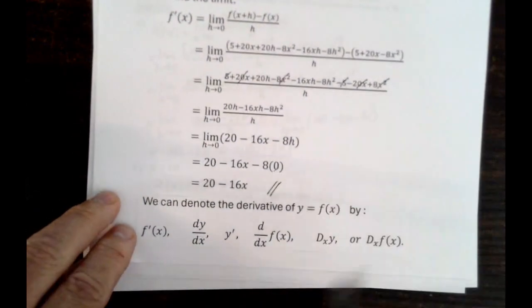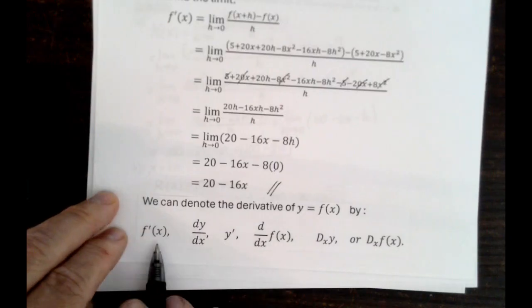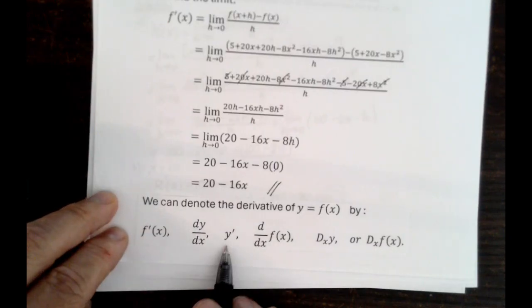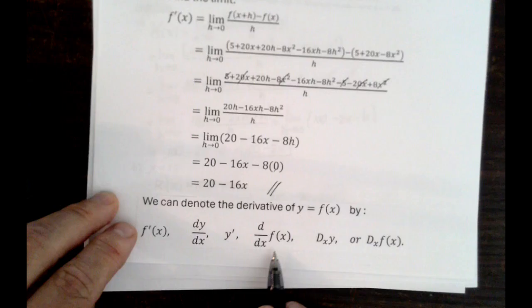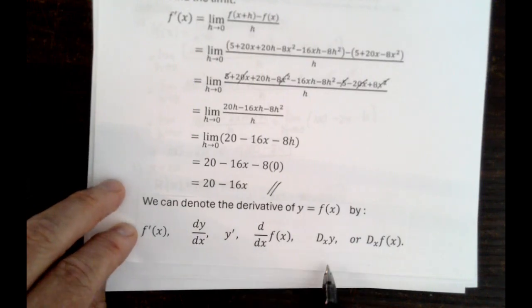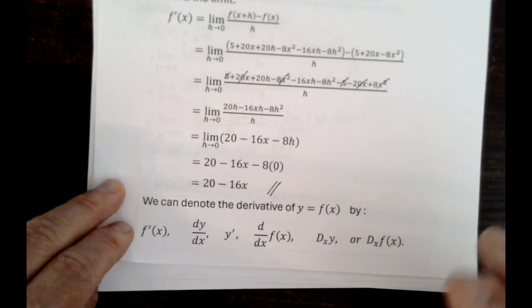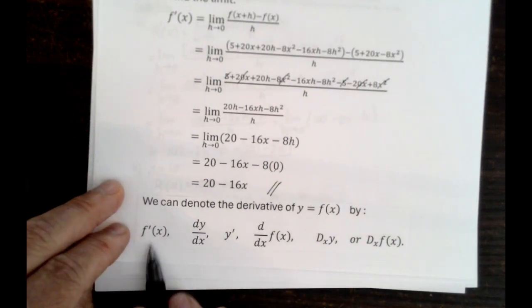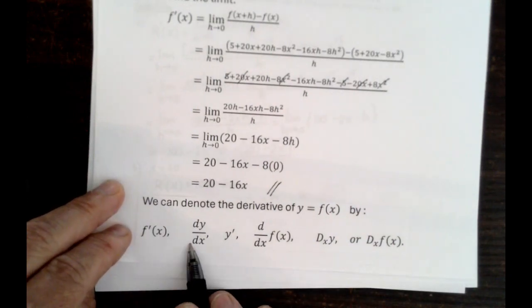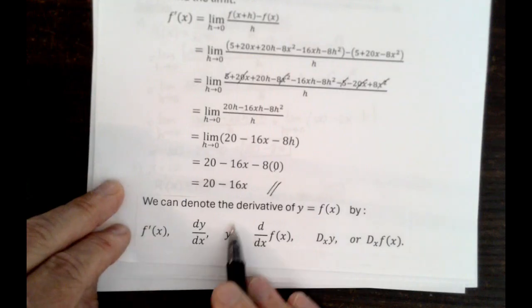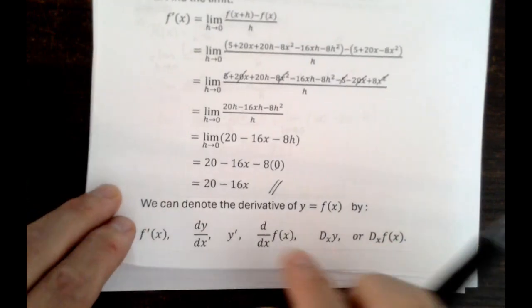Now there's many ways that we can denote a derivative: f prime of x, y prime, dy dx, d dx of f of x, d sub x of y, d sub x of f of x. The most common ones are f prime of x or y prime or dy dx. These first three are the most common. These last three are rarely used.